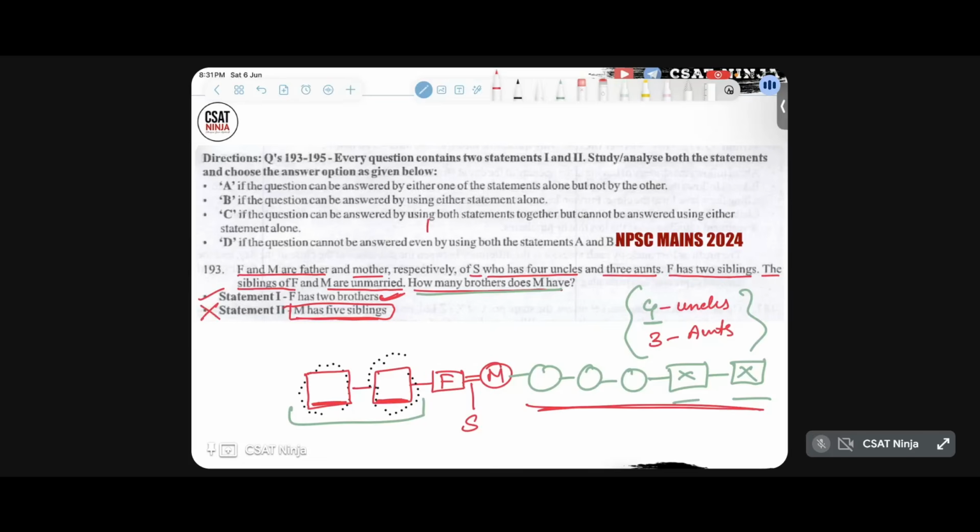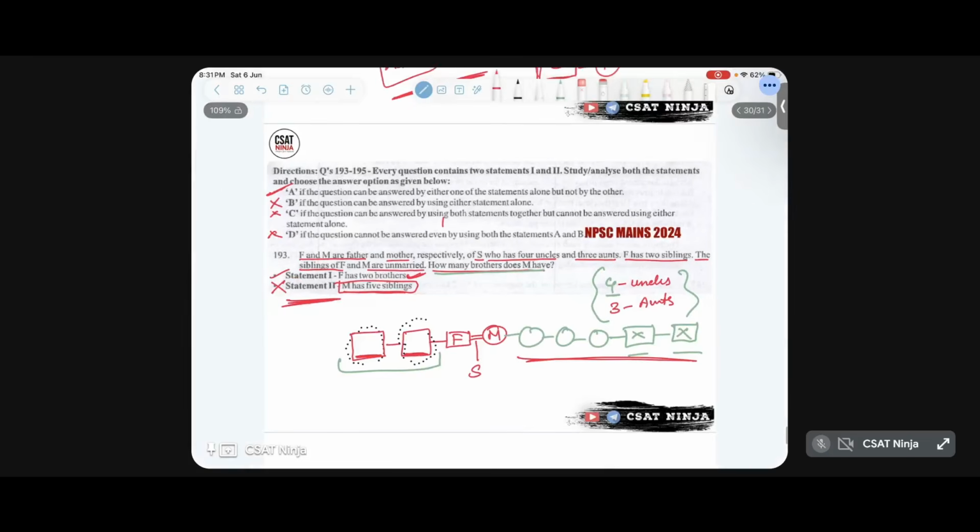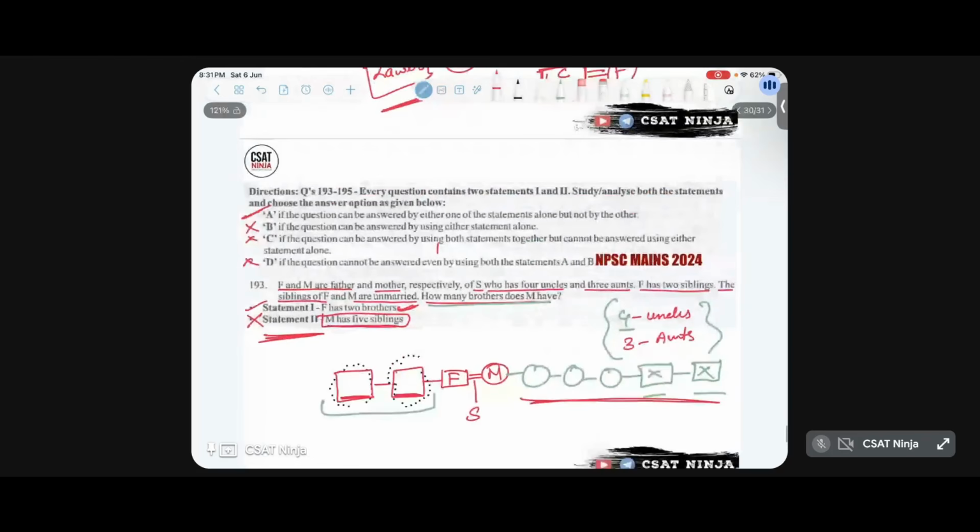So if you look at the options, which one will be the answer? If the question can be answered by using either statement alone. And the other one is if the question can be answered using both the statements. No, this option is eliminated. If the question can be answered by either one of the statements alone but not the other. That means one alone but not the other. So the answer for this one is option number A. Because statement number 2 alone doesn't answer it, which means that option number A is the answer here. Yeah, that's the end of tonight's class.